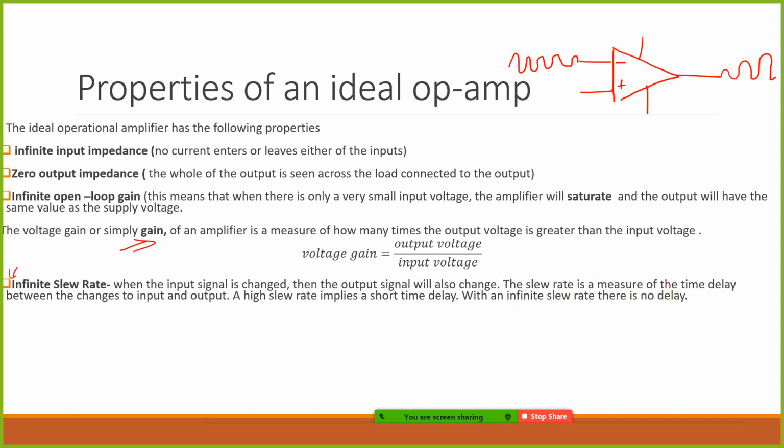So normally, when you're amplifying something, it takes time for it to amplify to the highest amount. With infinite slew rate, we're saying here that there's no time delay. Once the signal reaches the input, at the same time it is going to amplify. And this is in the ideal setting. This is in the ideal setting. You follow me?